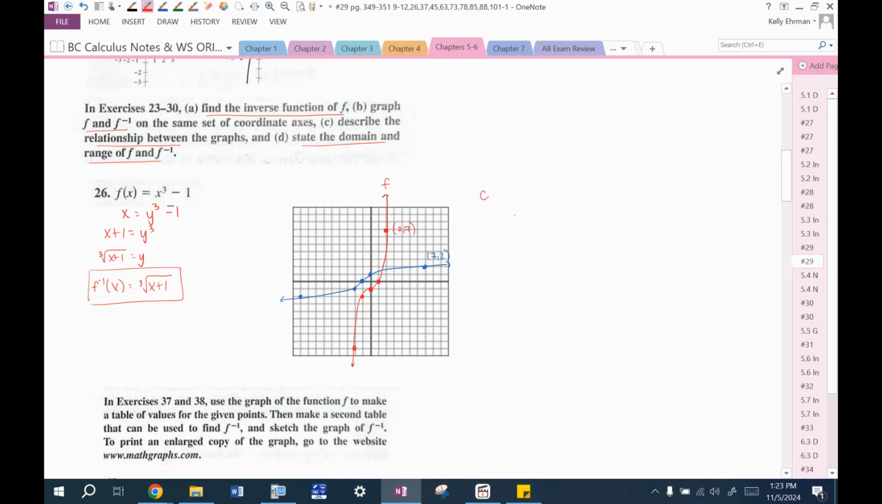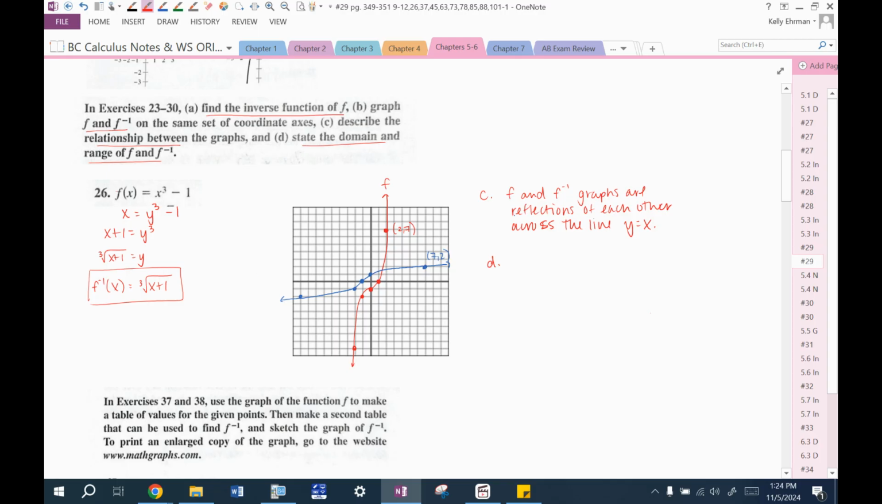Part C was describe the relationship. So the f and f inverse graphs are reflections of each other across the line y equals x.